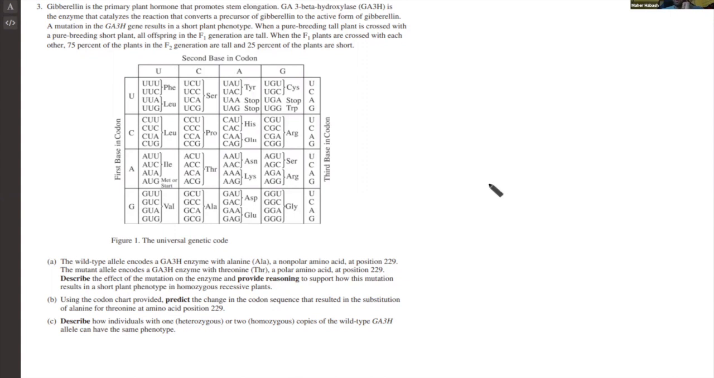Now go ahead, try B. Using the codon chart provided, predict a change in the codon sequence that resulted in that substitution of alanine for threonine at 229.